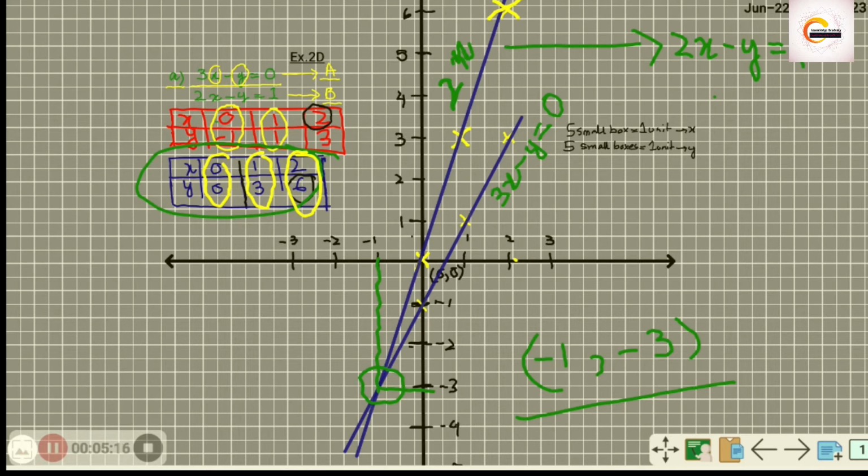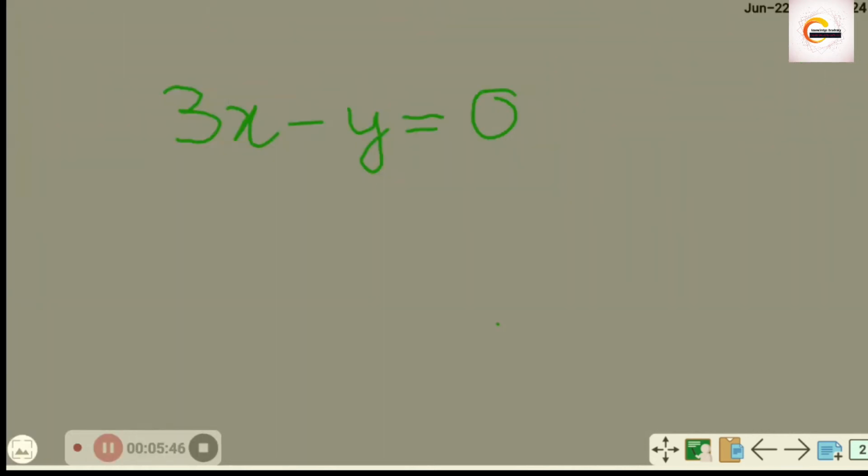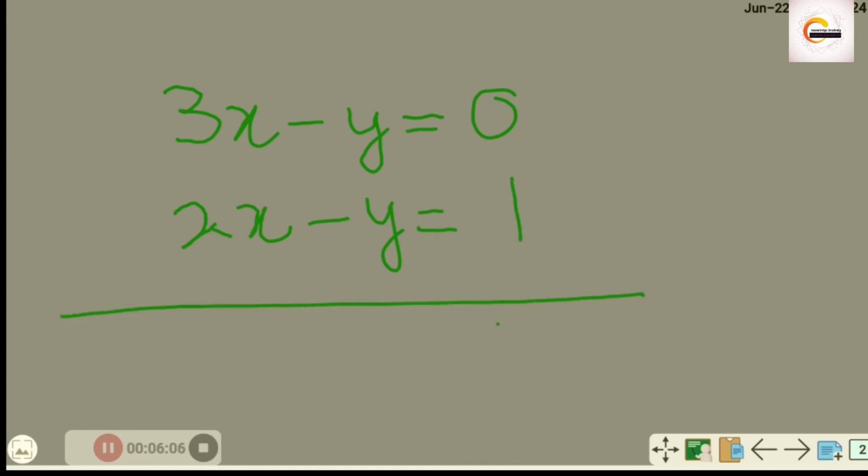If you want to check whether you have found the right point of intersection, I will tell you one method, which we are going to learn in exercise 2E. But before that, I'm going to tell you how we can verify if a point of intersection is right or wrong. So now, if I want to verify if I have found the right point of intersection, I will write both of my equations and I will try to eliminate one variable.